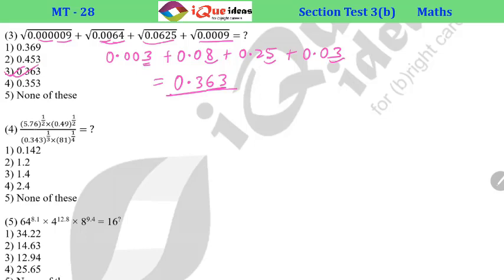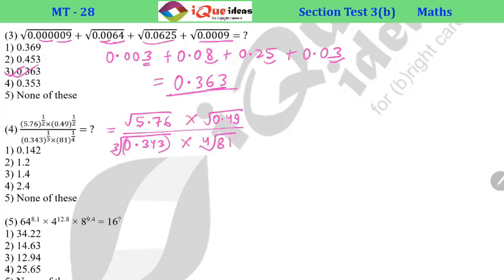Now the fourth question, it says 5.76 to the power 1 by 2. Now power 1 by 2 is square root. So it is root of 5.76 plus again power 1 by 2 of 0.49. So it is square root of 0.49 divided by 0.343 to the power 1 by 3. So it is cube root of 0.343, and then 81 to the power 1 by 4. No, it is multiplication. Here also it is multiplication. Okay, so this is multiplication, this is also multiplication. It is 4th root of 81.